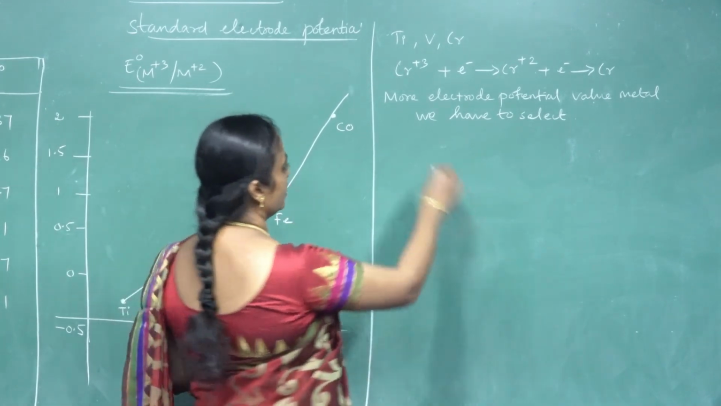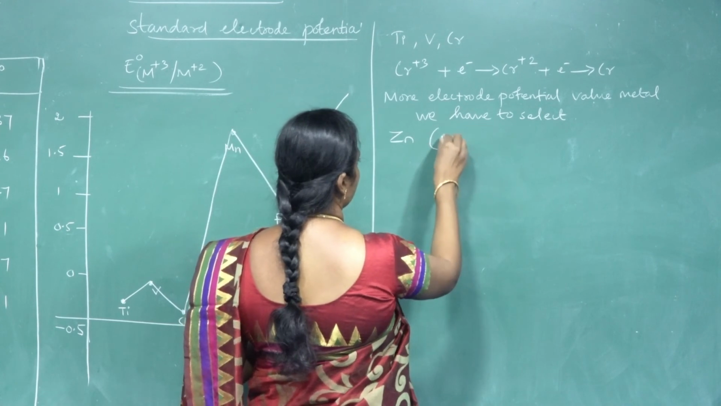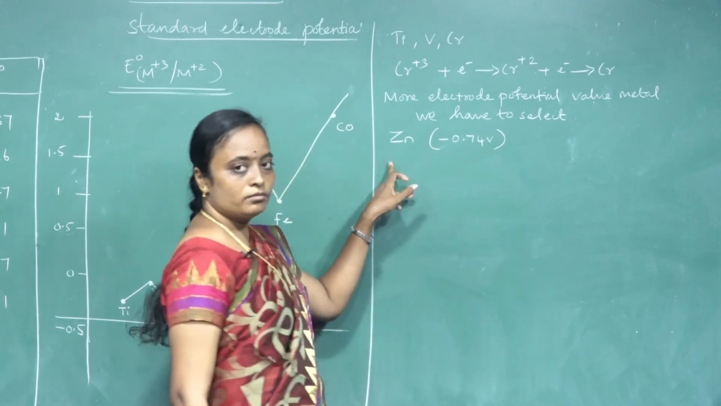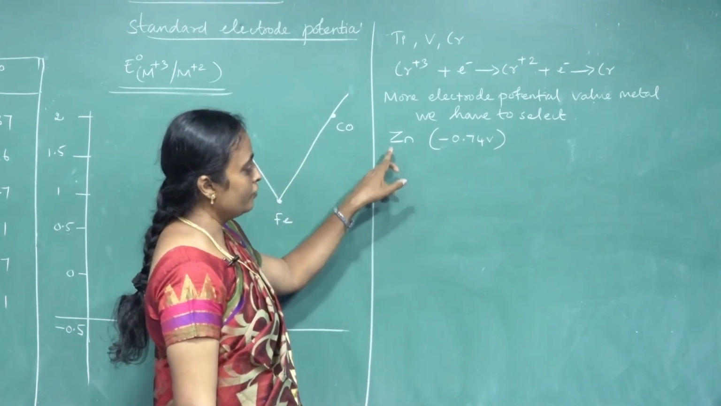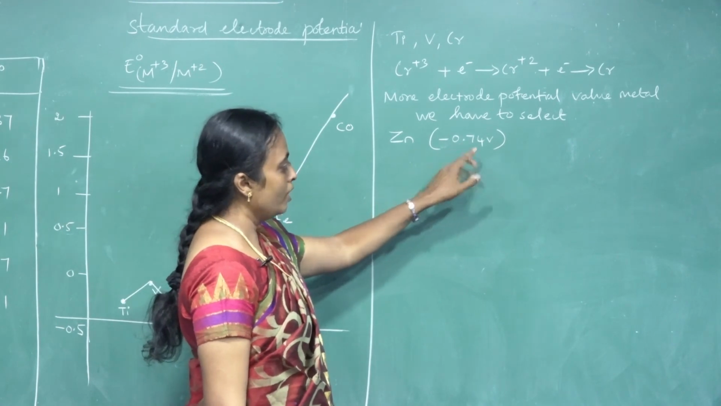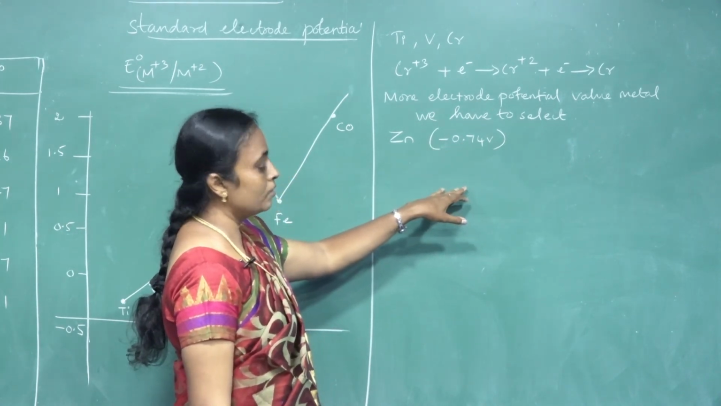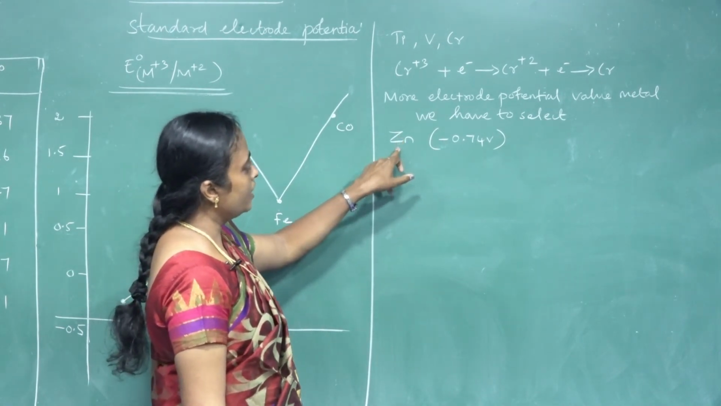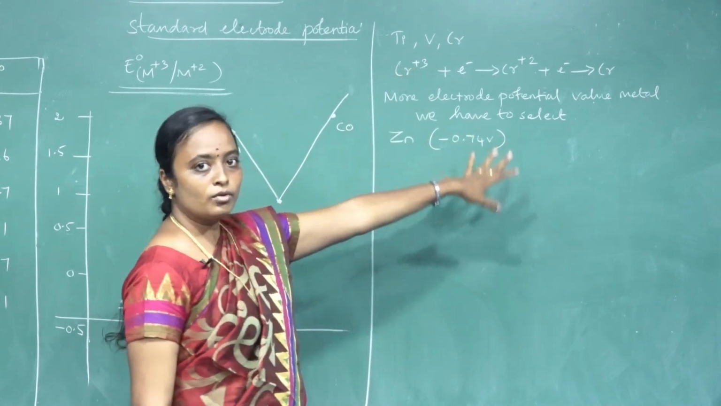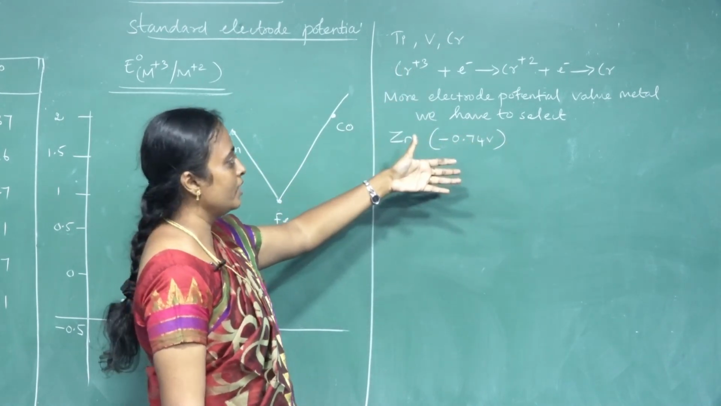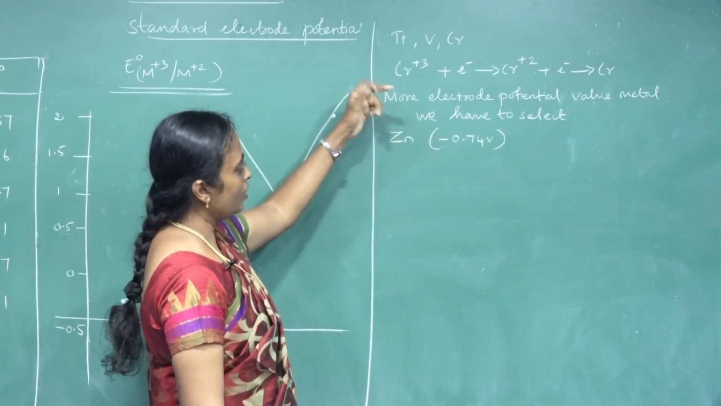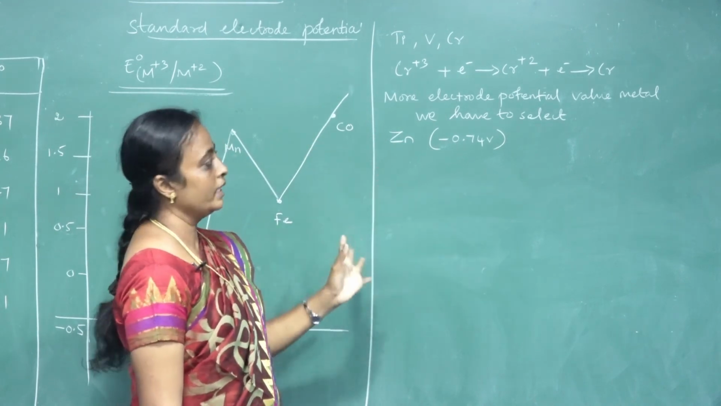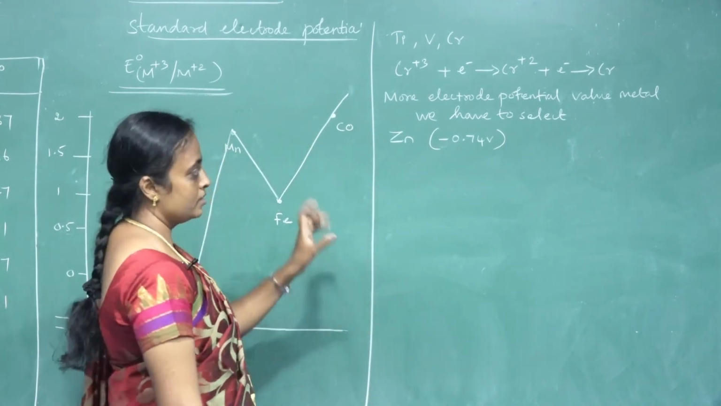The metal we are choosing to reduce chromium 3 plus is zinc. The standard electrode potential value for zinc is minus 0.74 volt. So only a metal with a more negative standard electrode potential can be used to reduce chromium 3 plus into chromium, which is the more stable configuration. To reduce chromium 3 plus, we have to apply a more electronegative potential metal as a reducing agent. Okay, this is one situation.